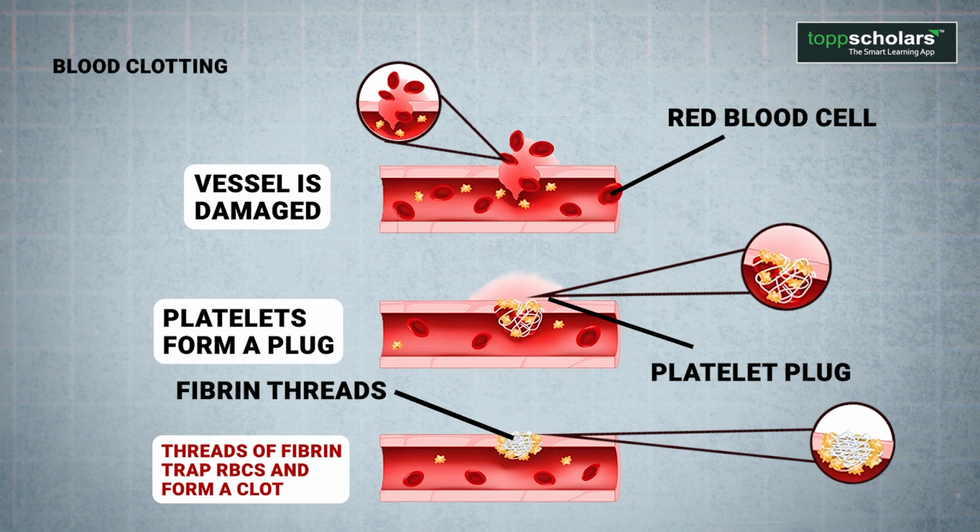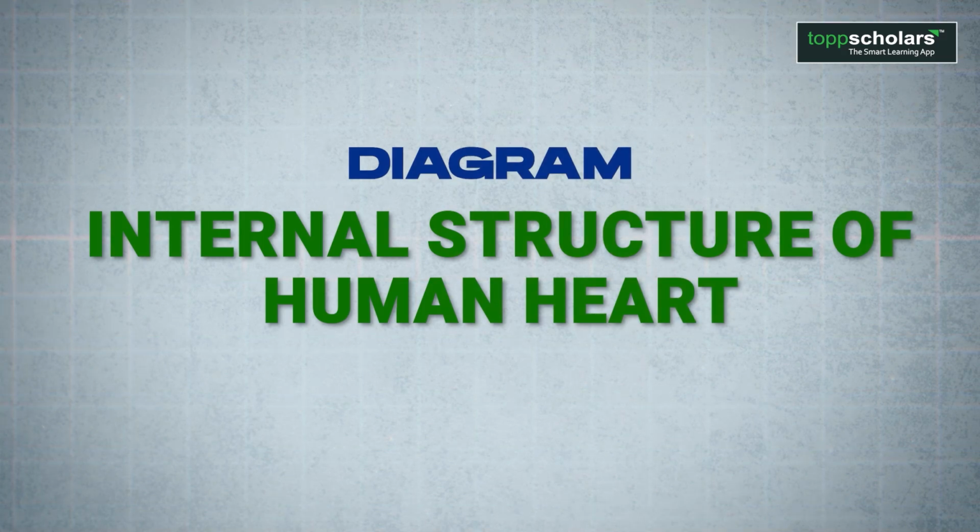By focusing on each label, vessel is damaged, platelet plug, fibrin threads, RBCs and clot, you can clearly track how blood clotting takes place to prevent blood loss at the site of injury. Although we are not discussing the detailed functions of each component, recognizing these stages and labels is still important. Next diagram is the internal structure of the human heart.